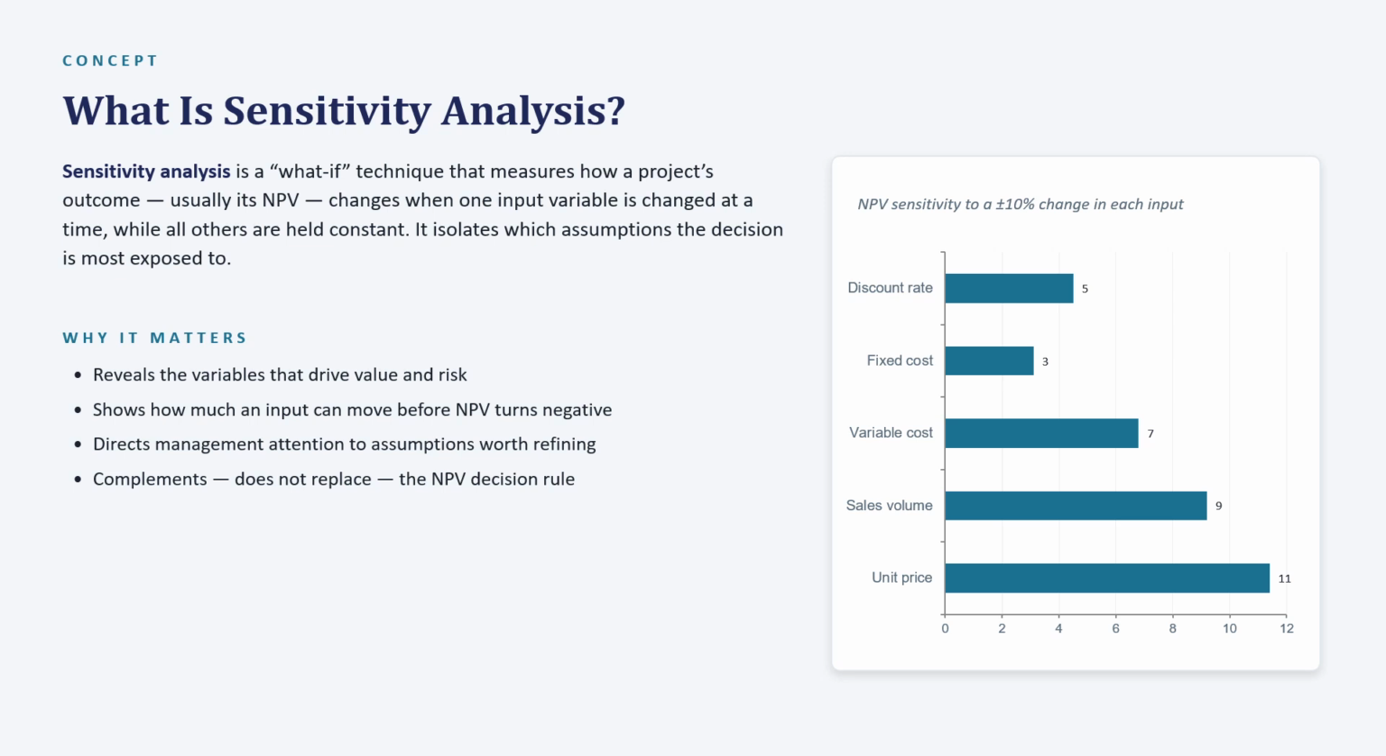Why does this matter? It reveals which variables really drive value and risk. It shows how far an input can move before NPV turns negative. It directs management attention to assumptions worth refining. And importantly, it complements the NPV decision rule. It doesn't replace it. The chart here shows NPV sensitivity to a plus or minus 10% change in each input. You can see unit price and sales volumes have the largest swings, followed by variable costs, discount rate, and fixed costs.